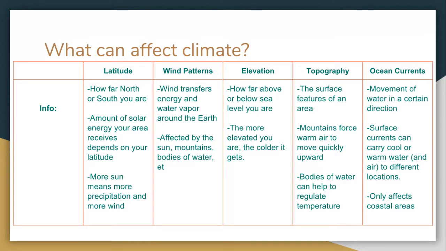The wind patterns in an area will affect the climate. So, wind transfers energy and water vapor around the earth. The whole atmosphere serves to transfer that energy and water vapor. And when that's moving from place to place in a patterned way, like it usually moves north in the spring or something like that, that'll affect the weather in that area, which ultimately affects the climate.